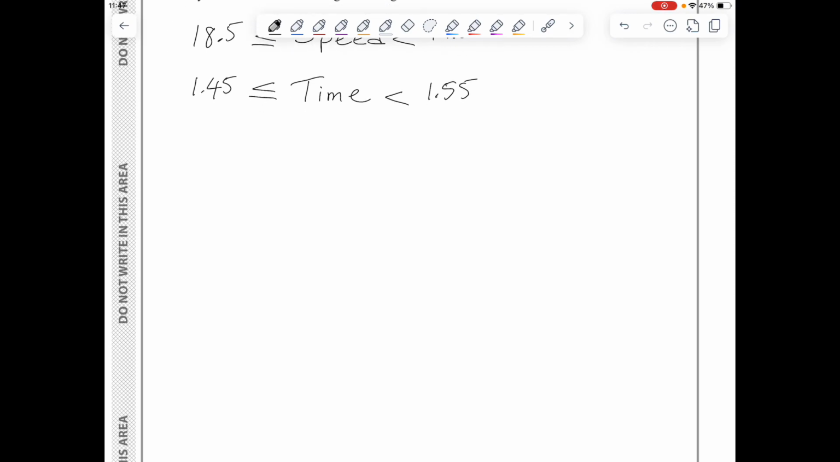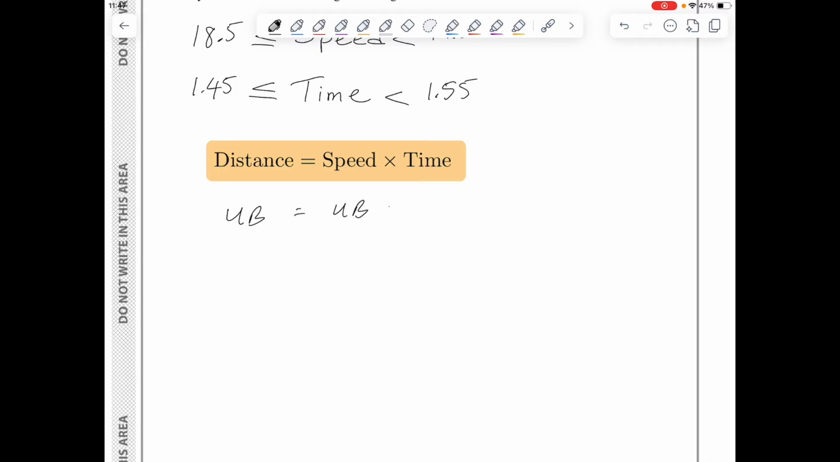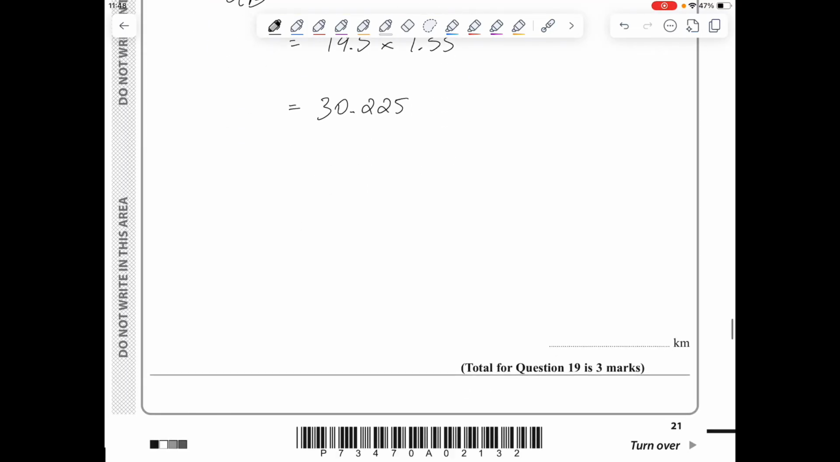Now distance is equal to speed times time. I need the upper bound for distance, so I'll have the upper bound of speed times the upper bound for time. Let's substitute the values from above: 19.5 times 1.55. This will give me 30.225. I need the answer correct to 3 significant figures, so this is 30.2 kilometers.